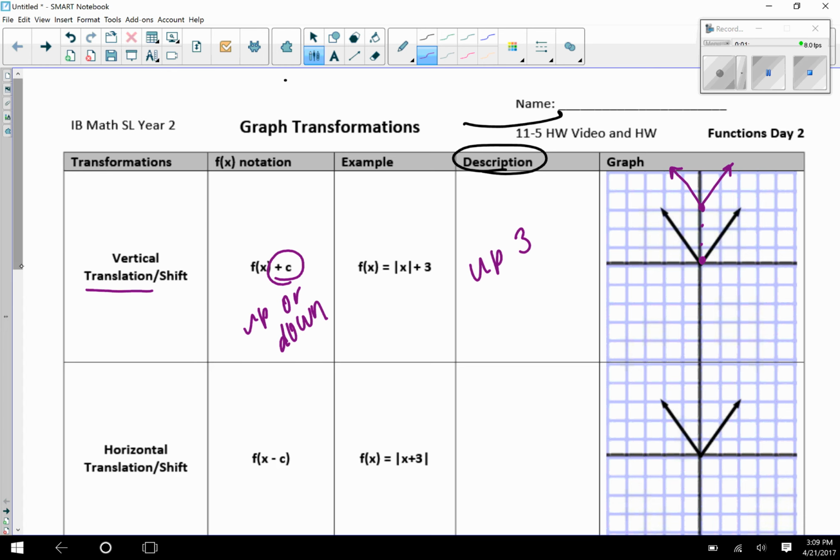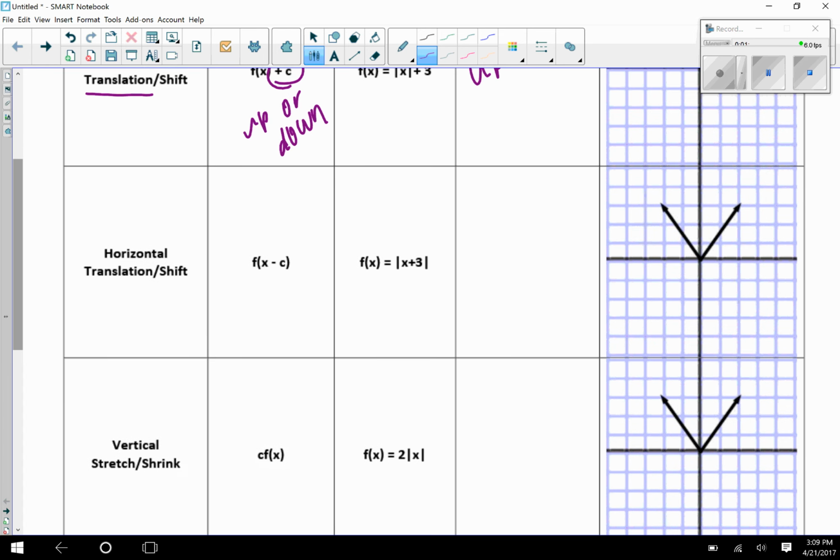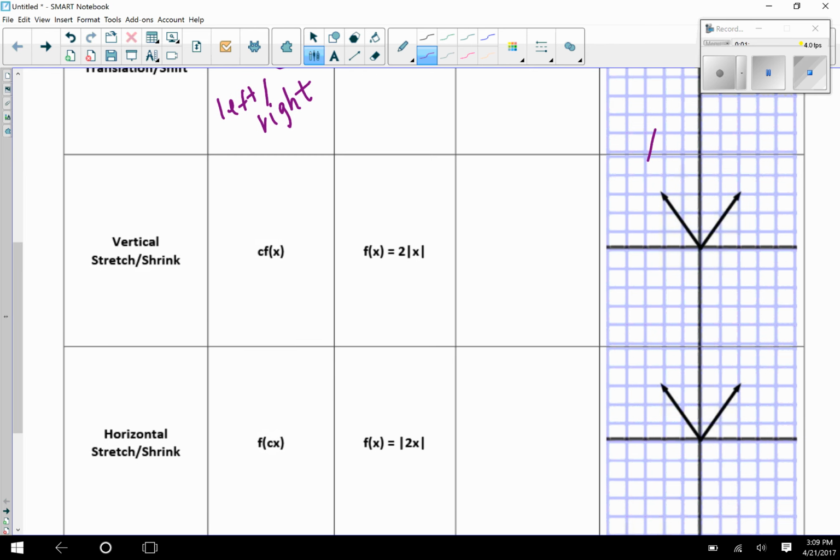Next one is a horizontal translation or a shift. That means if you want to move left and right, for example, if we have the absolute value of x plus 3, notice that this number that we're changing is next to the x or inside the parentheses. This tells you just to move everything to the left 3. So we can start with the vertex, 1, 2, 3. And there we go.